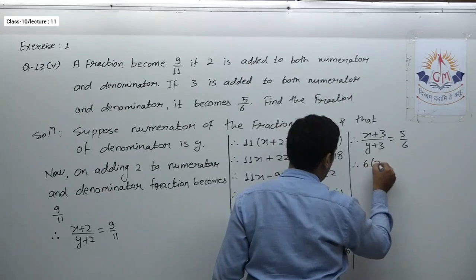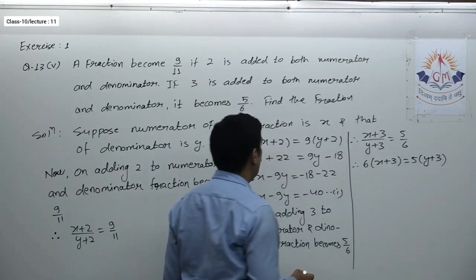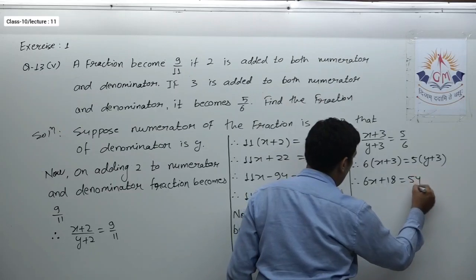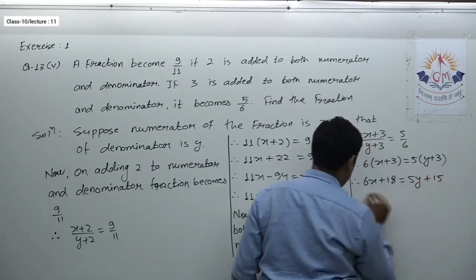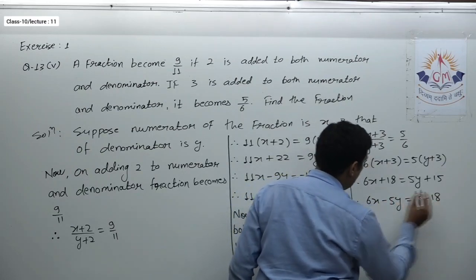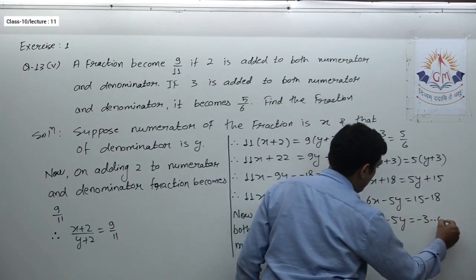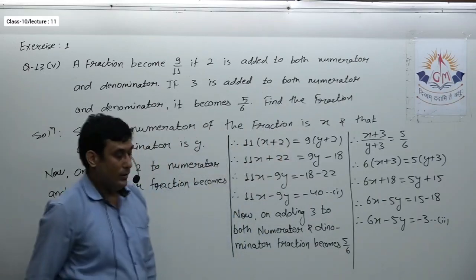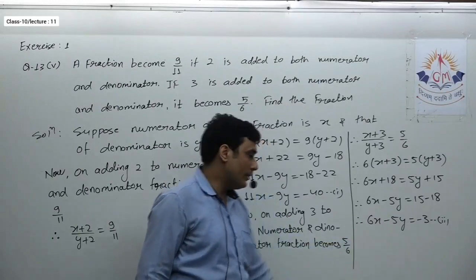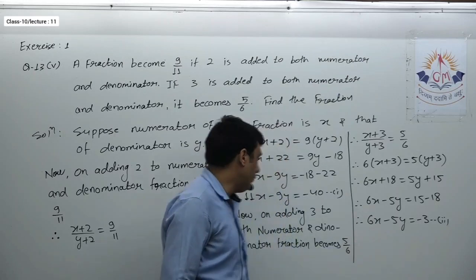So 6 multiplied by (x plus 3) is equal to 5 multiplied by (y plus 3). So this gives you 6x plus 18 is equal to 5y plus 15. That is 6x minus 5y is equal to 15 minus 18, and ultimately 6x minus 5y is equal to minus 3. So this is my equation number 2. Okay, so after obtaining the equations, we know how to solve it by method of substitution. So this is for your homework. After this, you have to solve it on your own.